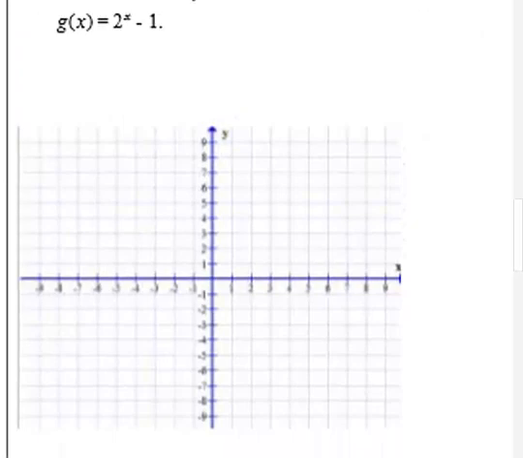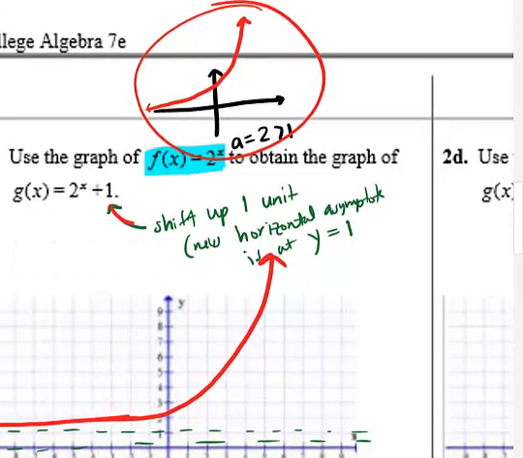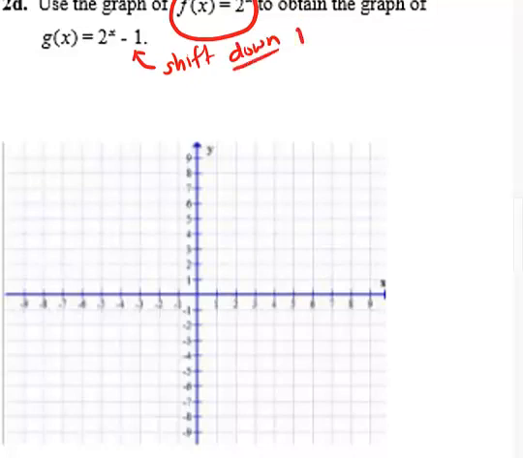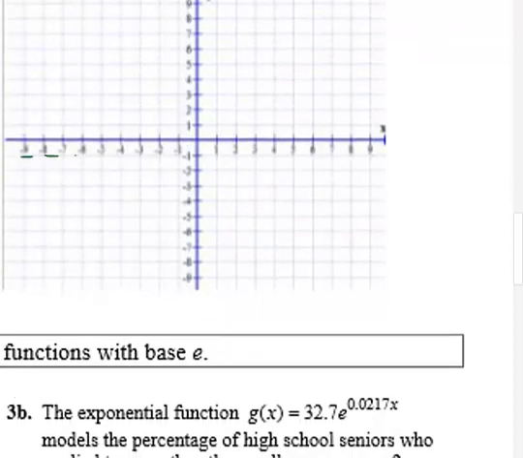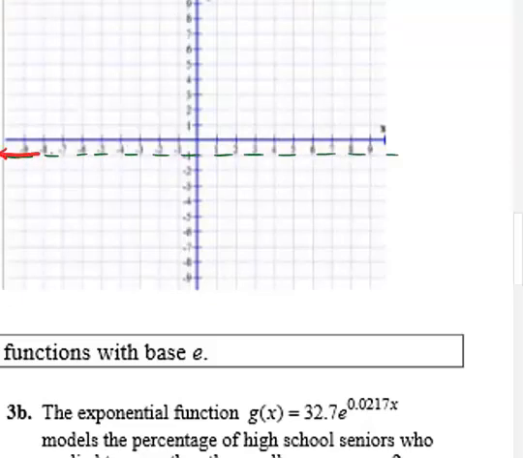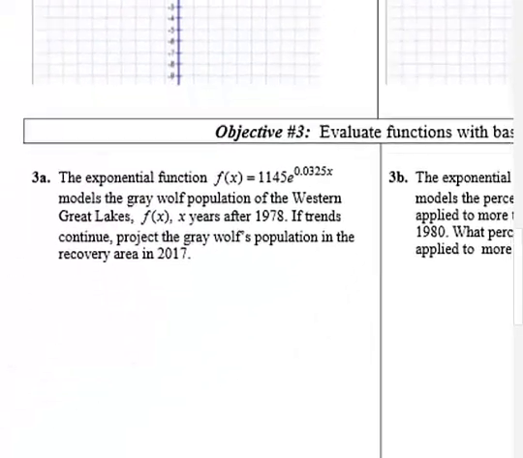This next one has the same basic graph, so I can copy the original one that we thought about. But now they're shifting it down one, because there's a minus sign. Instead of moving the asymptote up one, I'm going to move it down one. Now it's 1 unit below the x-axis. Then I'll draw the exact same graph. It's getting closer and closer to that asymptote on the left because it's increasing, and on the right, it's going upward forever. So there it is.